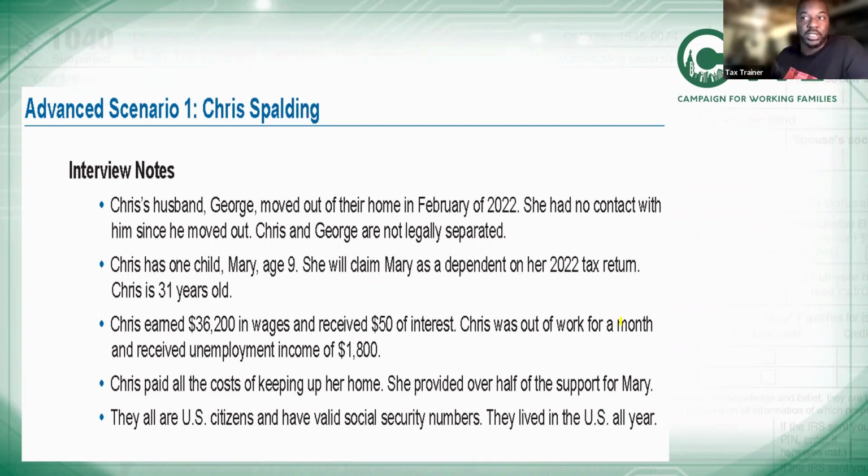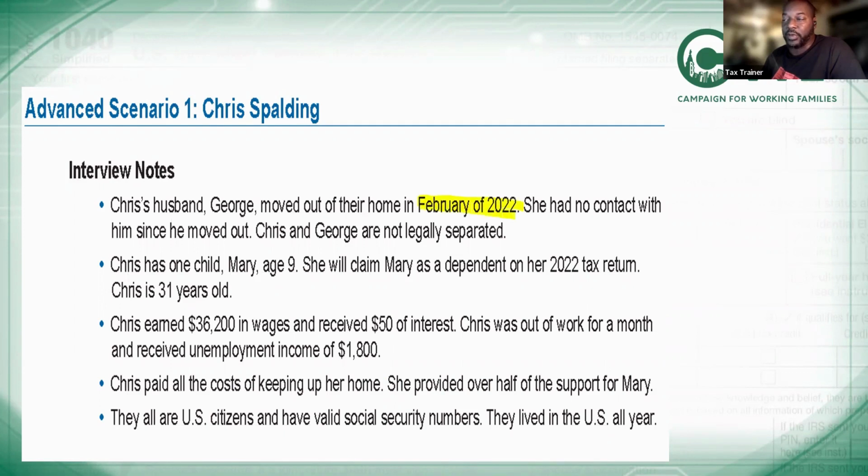Chris earned $36,200 in wages, $50 of interest, and Chris was out of work for a month and received some unemployment income. Chris paid all the costs of keeping up her home, and she provided half the cost of support for Mary. They all have Social Security numbers or are U.S. citizens, and they live in the U.S. all year. So the key thing to really look at here is that George moved out February 2022.